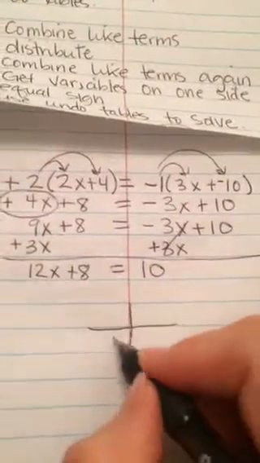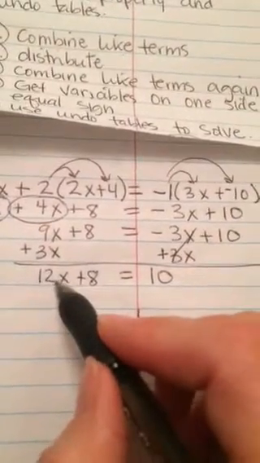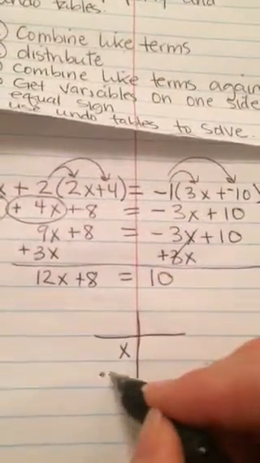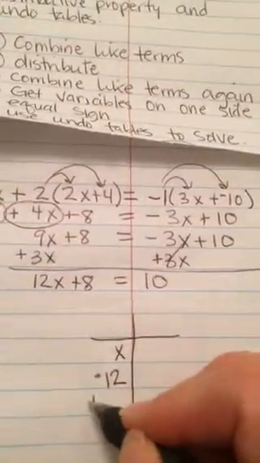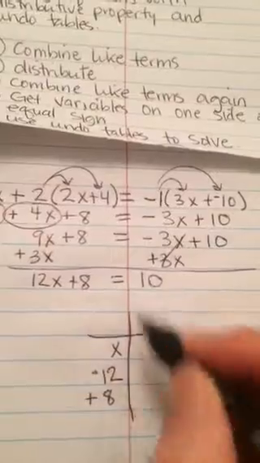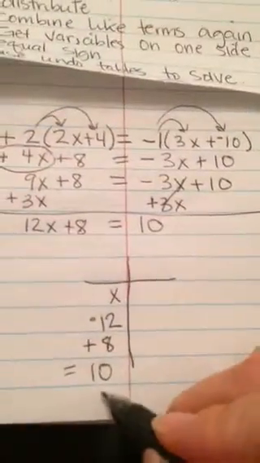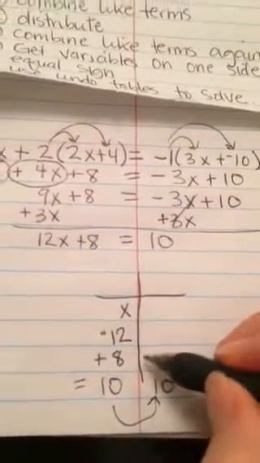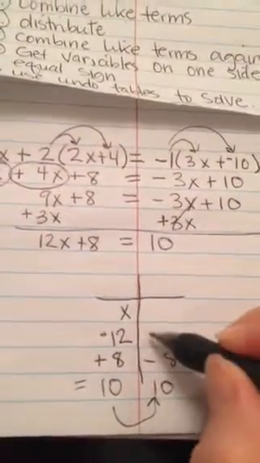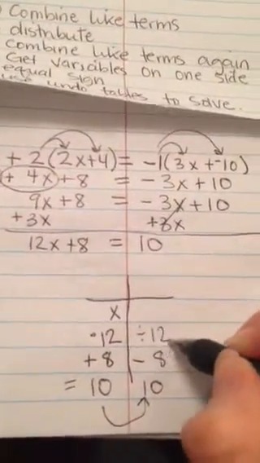Our variable is x, and we need to look at what's happening to x. The first thing that's happening to x is it's being multiplied by 12. The second thing that's happening is adding 8, and the whole thing equals 10. Now we just need to undo all of these actions. Plus 8 becomes minus 8, times 12 becomes divided by 12.